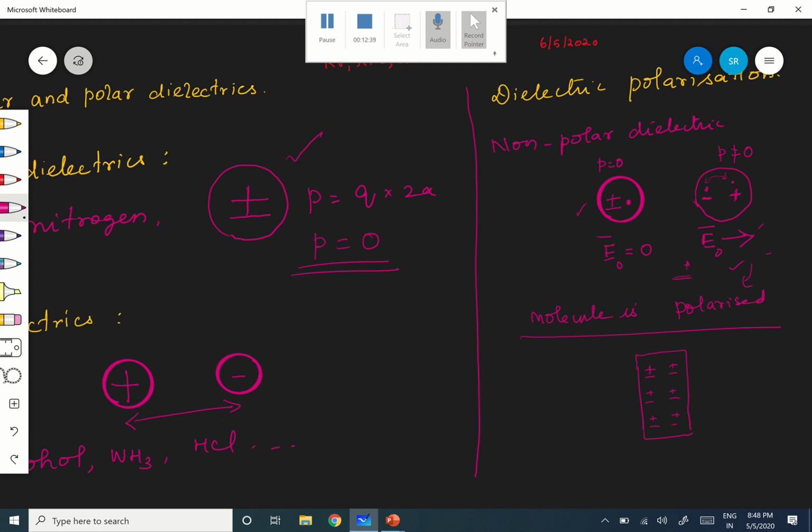What do you mean by that? Plus or minus means what? It is a coincidence of the center of mass of positive and negative charges, like that. Here I have taken only one molecule. Here I have taken one block of non-polar dielectric.